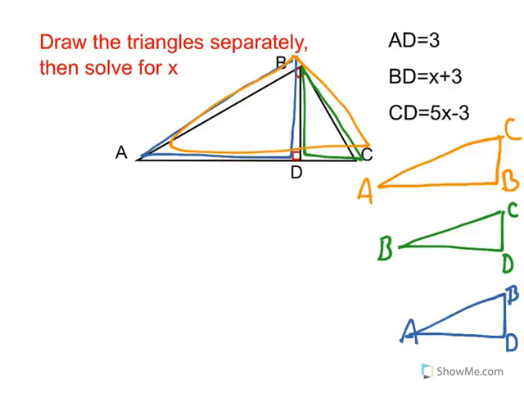So now that we have the triangles drawn separately, let's put the information into the pictures. So AD is 3, and I don't have any other ADs. BD is x plus 3, so this is x plus 3. But we also have another BD right here, so this is also x plus 3. And then CD is 5x minus 3.